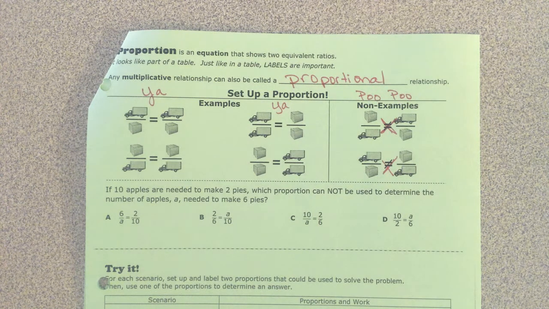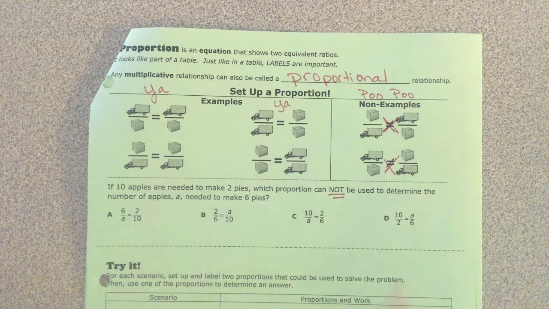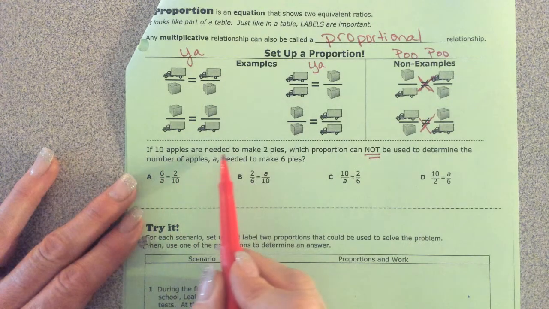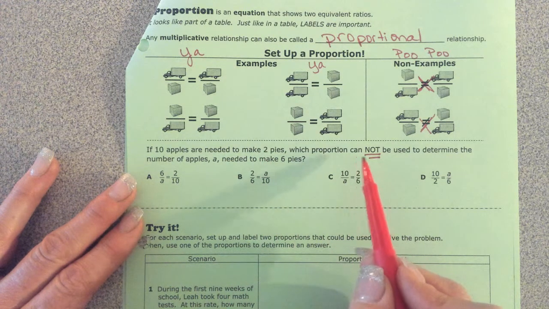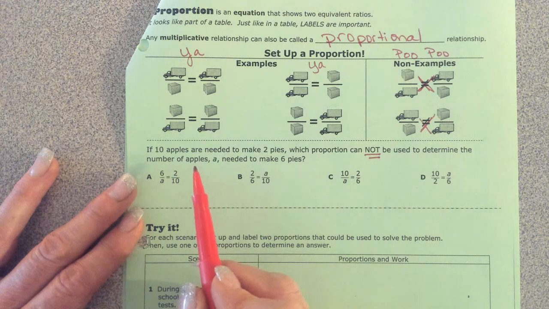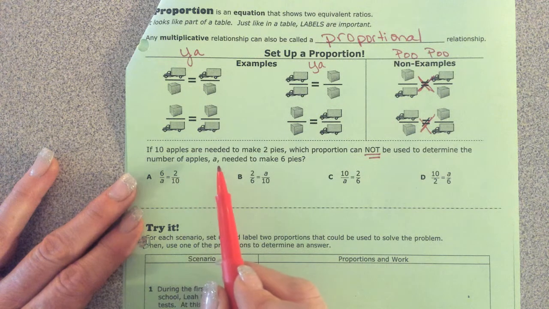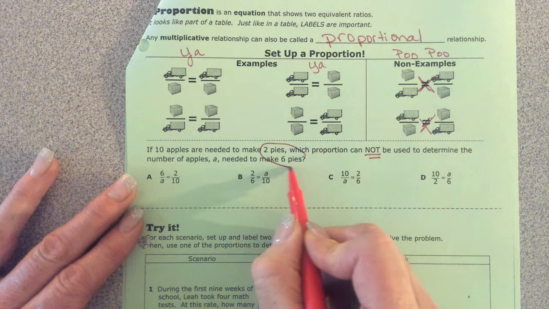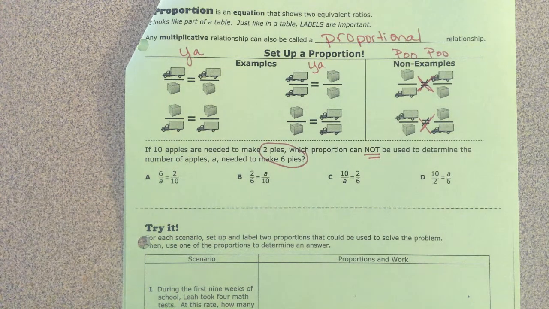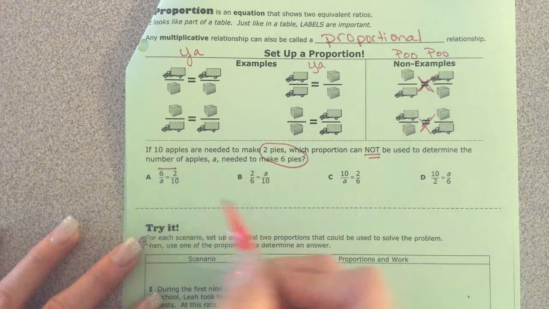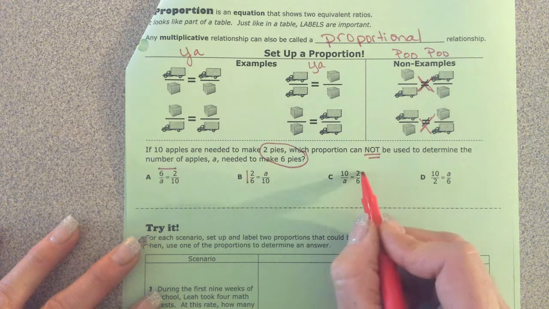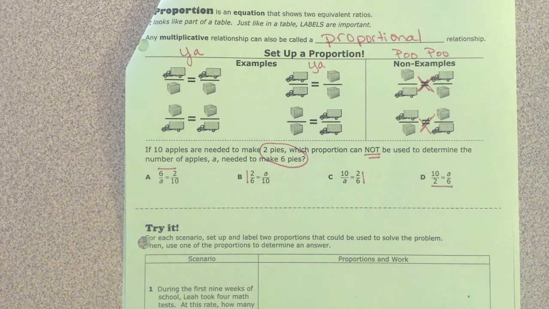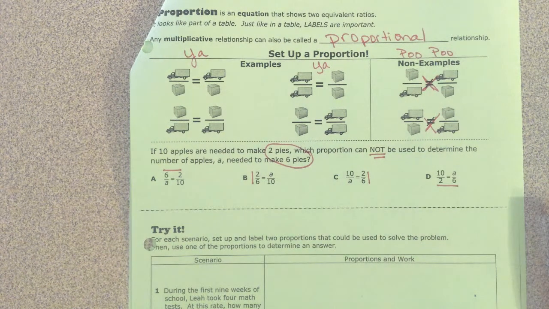So whenever they want this not, they're looking for the non-example. Okay, this one here says 10 apples are needed to make 2 pies. Which proportion cannot be used to determine the number of apples A needed for 6 pies? Well, first I see that 2 and 6 are both pies, so they should be lined up. The 2 and the 6. Looks like based on just the pies, everything is fine.